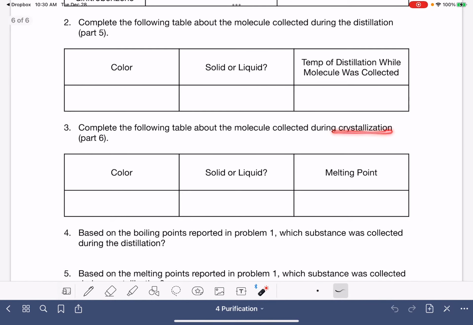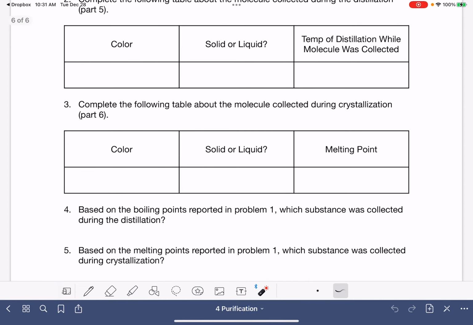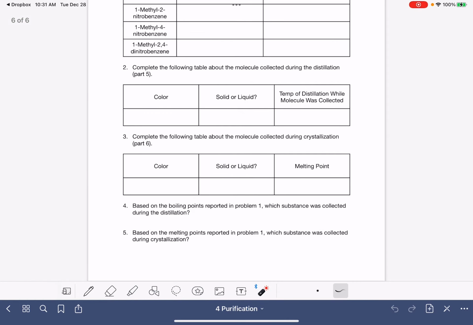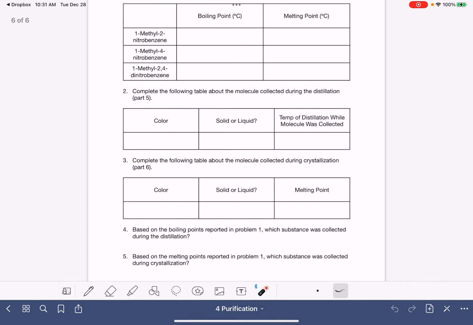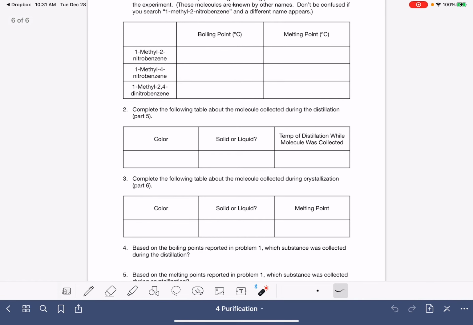Same thing for crystallization. What color is it? Is it a solid or liquid? And then what is the melting point? And then last but not least, you're going to use this information to determine which substance of these 3, which one was collected during distillation and which one was collected during crystallization. And to do that, you're just going to be matching these temperatures up.